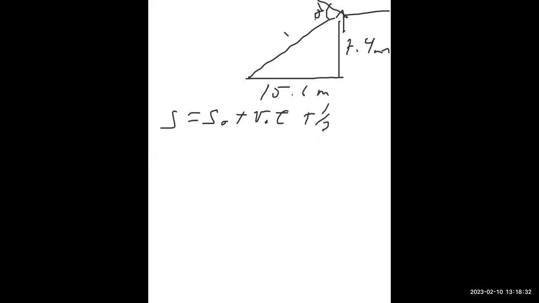So our S is just our position. Our V naught is our initial velocity. T is the time. 1/2 is just 1/2. A is the acceleration. In this case, the only acceleration we're worried about is the acceleration due to gravity. T is the same time again. We also know that our final velocity is equal to the initial velocity plus the acceleration times the time.